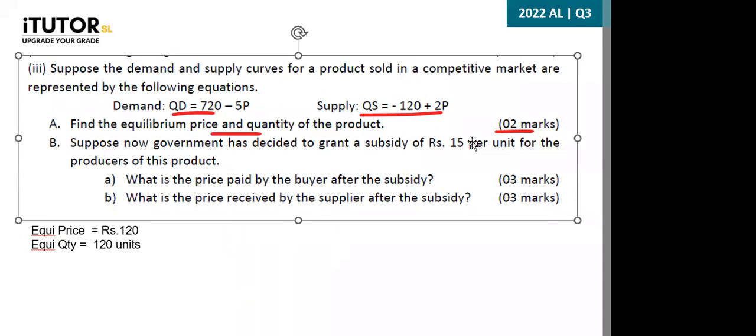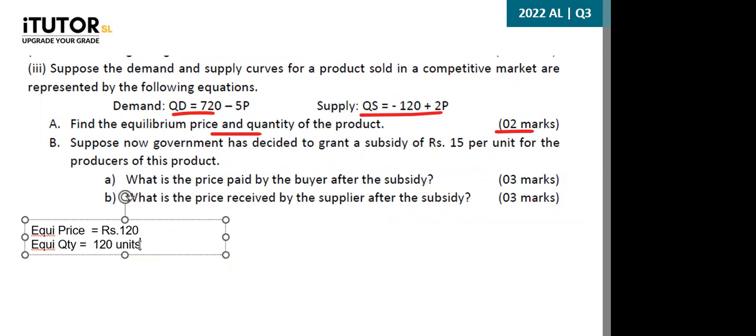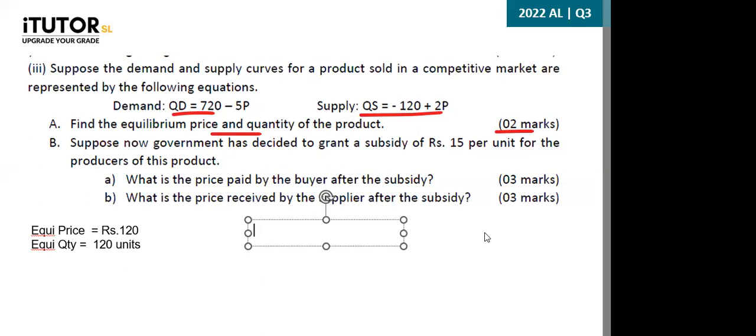Suppose the government decides to grant a subsidy of 15. What is the price paid by the buyer after the subsidy? That is the new equilibrium price. So to find this, what should you do? You should first find the new supply equation. So QS equals A plus BP. How do you find the new supply equation? P plus the subsidy. We'll denote subsidy with the letter R.